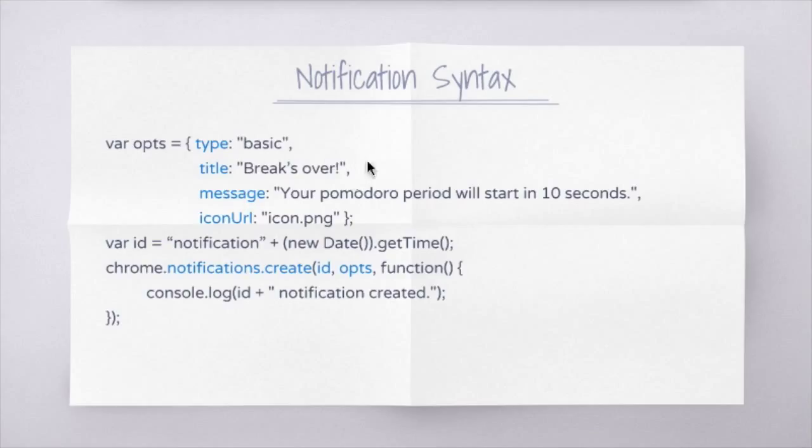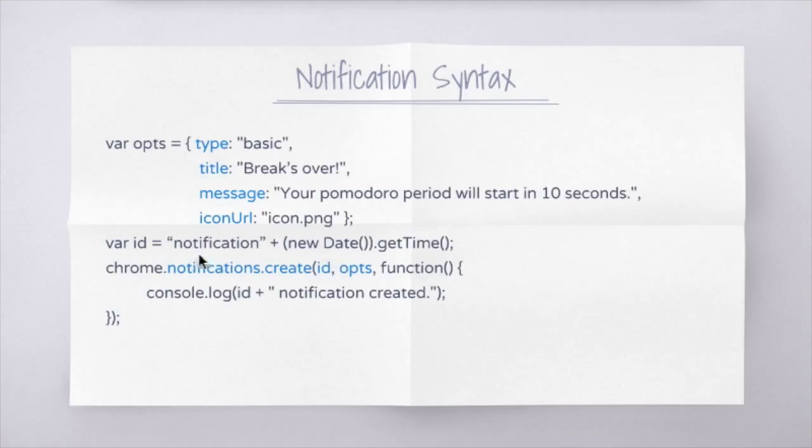The title of your notification, the message you want to send, and then if you want to have an icon, where your icon is. And when you actually create the notification, it's chrome.notifications.create, you give it an ID, your options object, and then a function for what happens when the notification is created, like what do you want it to do.